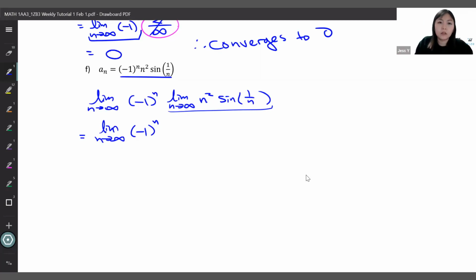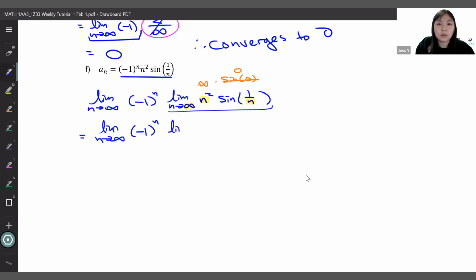Okay. So let's find this limit. If you do a direct substitution, we are going to end up with infinity squared, which is infinity, times sine of 1 over infinity. Well, 1 divided by a large number is 0, so that's sine of 0, which is 0. Infinity times 0 is also an indeterminate form, and we can deal with it using L'Hopital's rule.